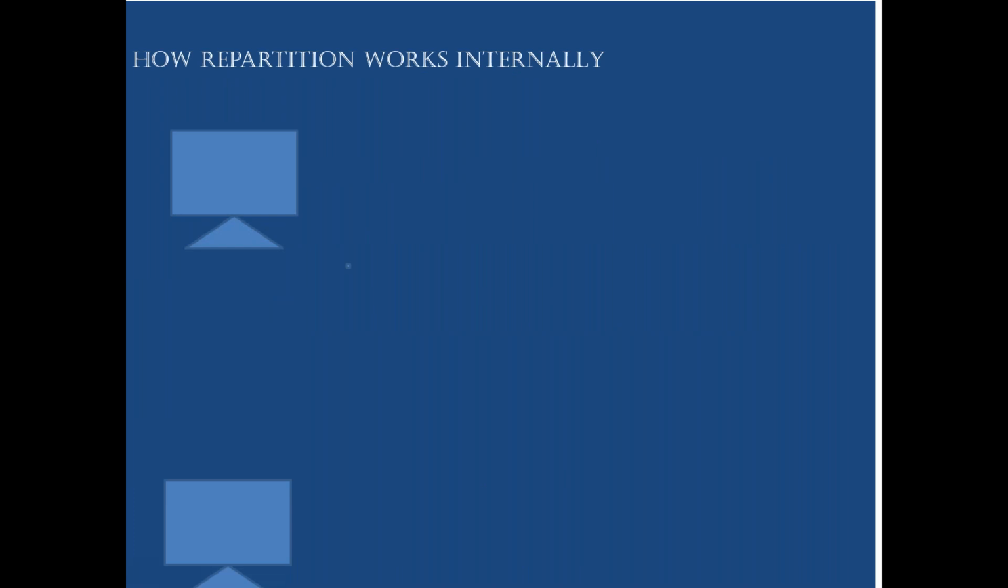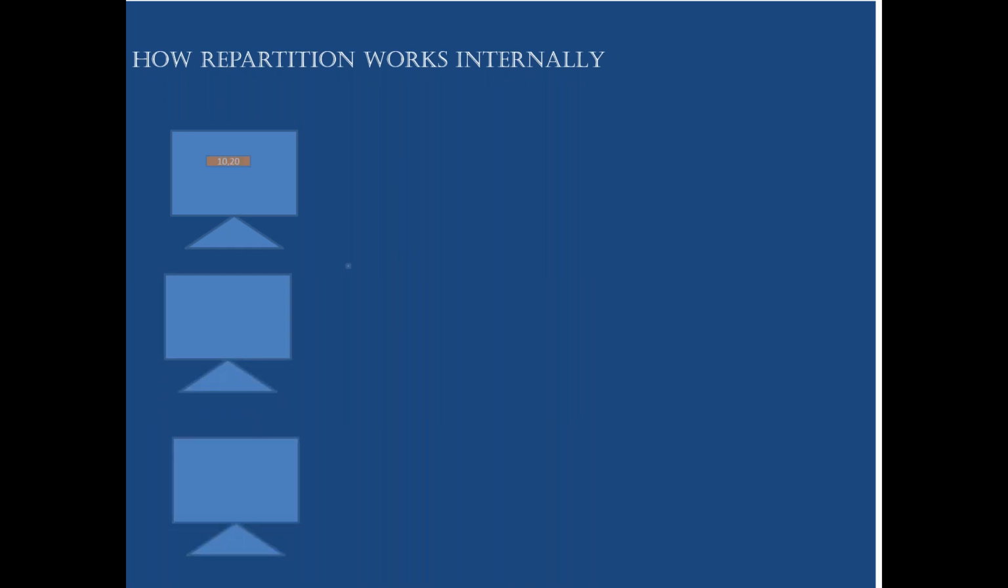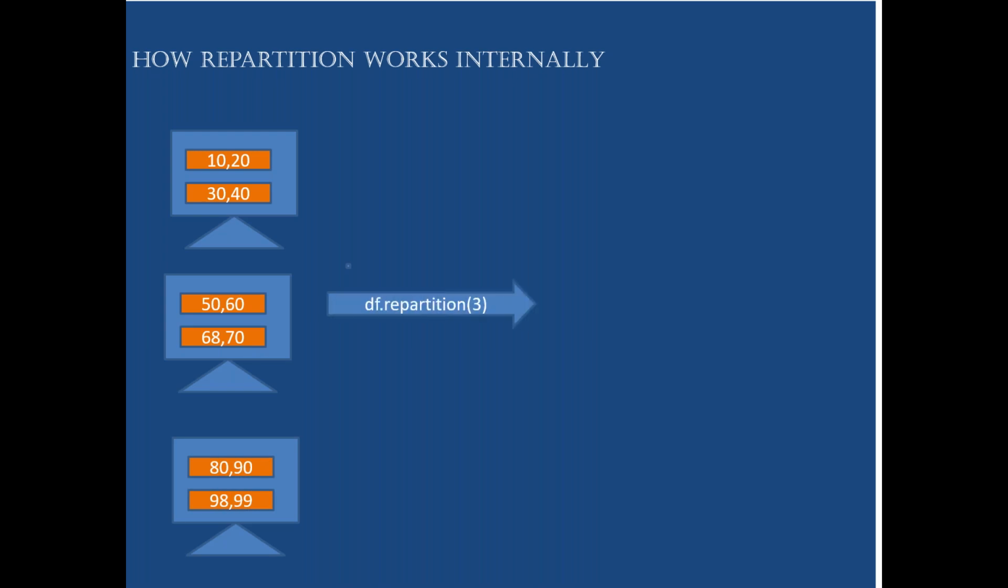Okay. How repartition works: let's say I have 3 computers, and in each computer I have 2 partitions. The first partition has data like 10, 20. The second partition has 30, 40. There are 2 more partitions in the system with 50, 60 and 68, 70. Similarly, in the third computer I have 80, 90 and 98, 19. So these are the 3 computers I have.